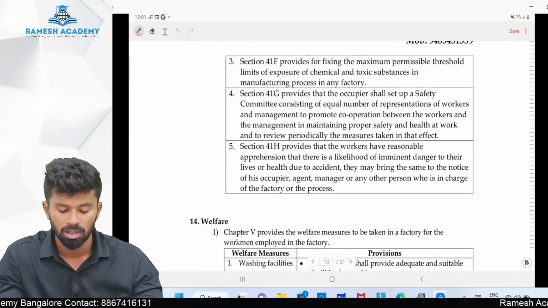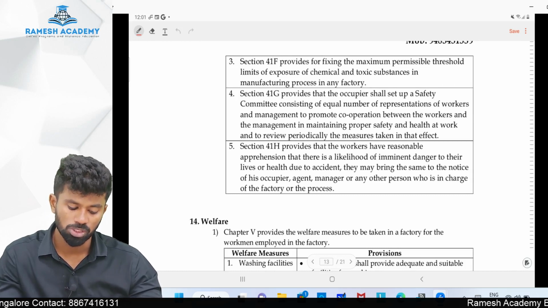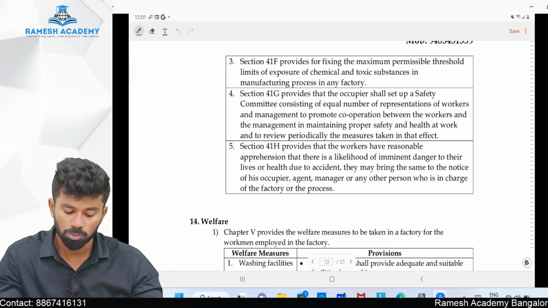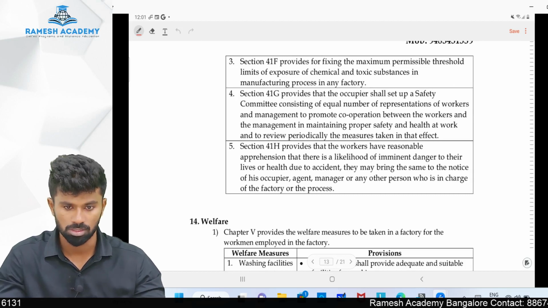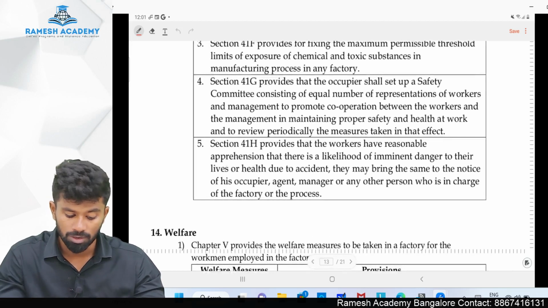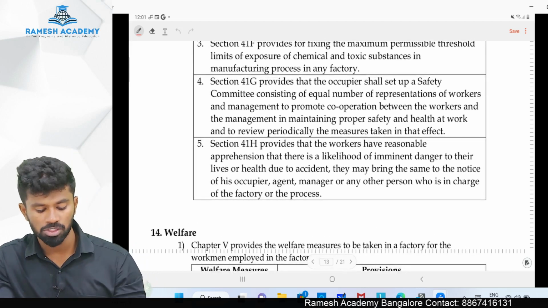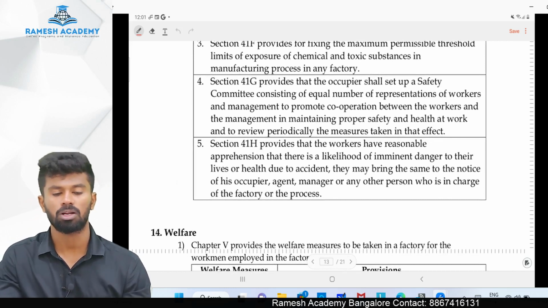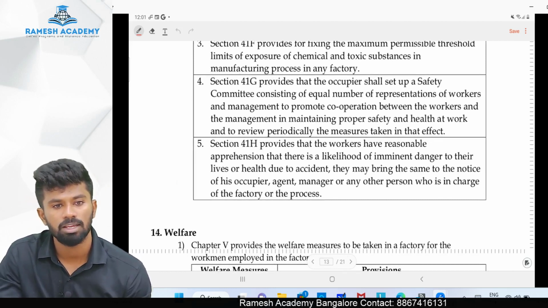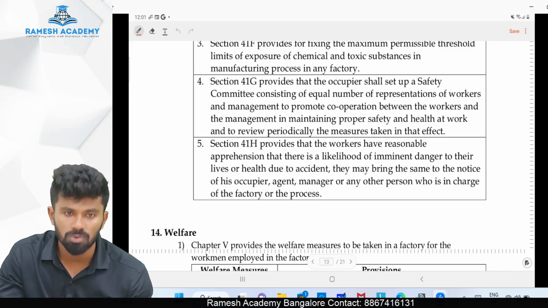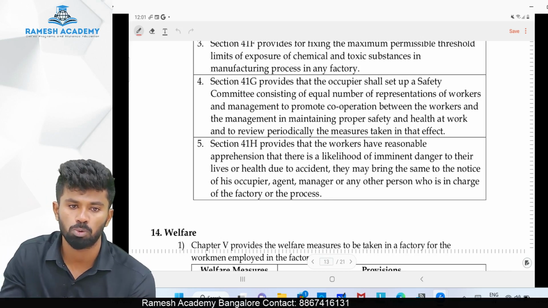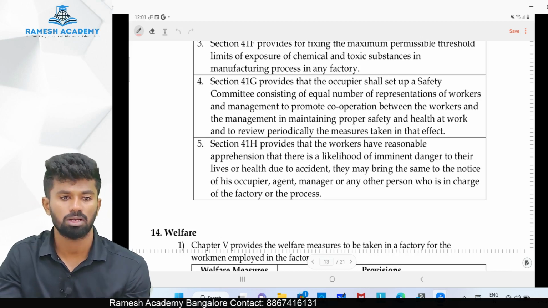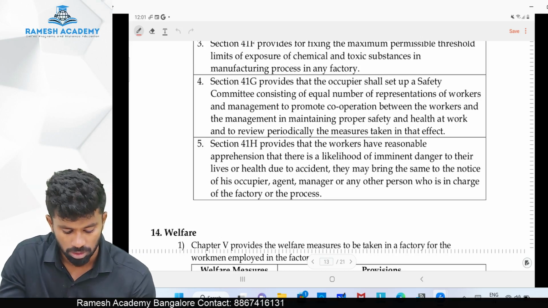41F provides fixing the maximum permissible threshold limit of exposure of chemical and toxic substances in the manufacturing process in the factory. 41G provides that occupiers shall set up a safety committee. What committee? Safety committee consisting of equal number of representation of workers and the management to promote what? Cooperation between the workers and the management.